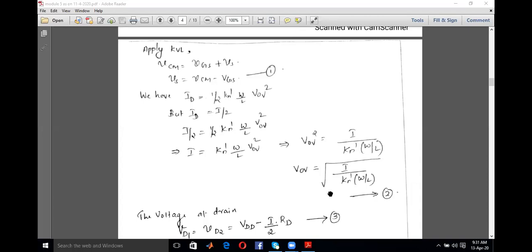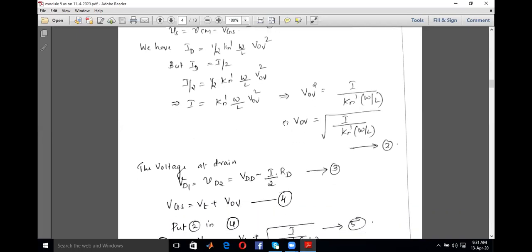Any doubts in this portion? What I have done is, I have just applied KVL to the input part and written the voltage VS. Then I have gone for the conventional drain current equation, and instead of writing ID, I put I by 2, cancelled 2 from both the sides and written the equation for VOV.